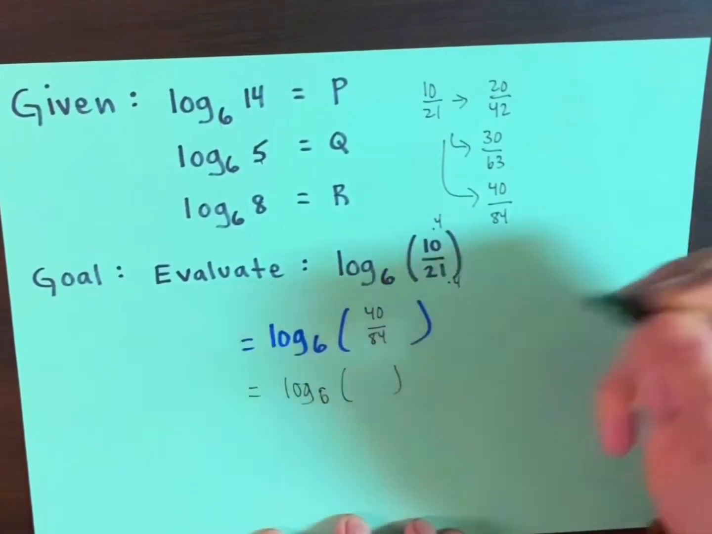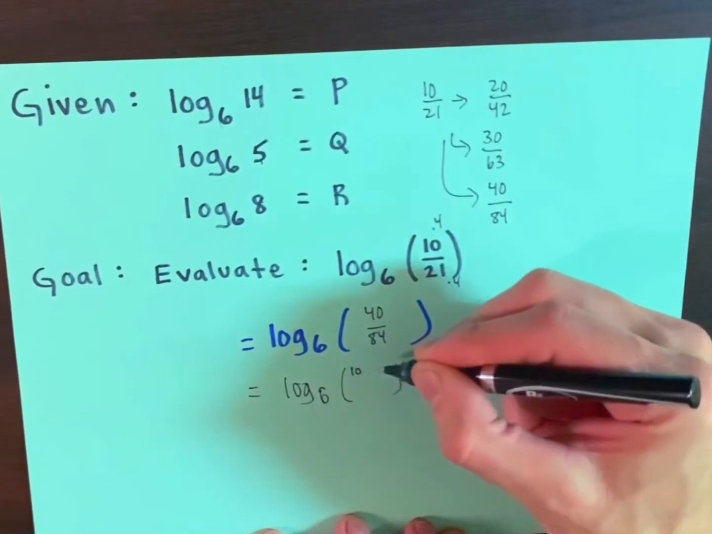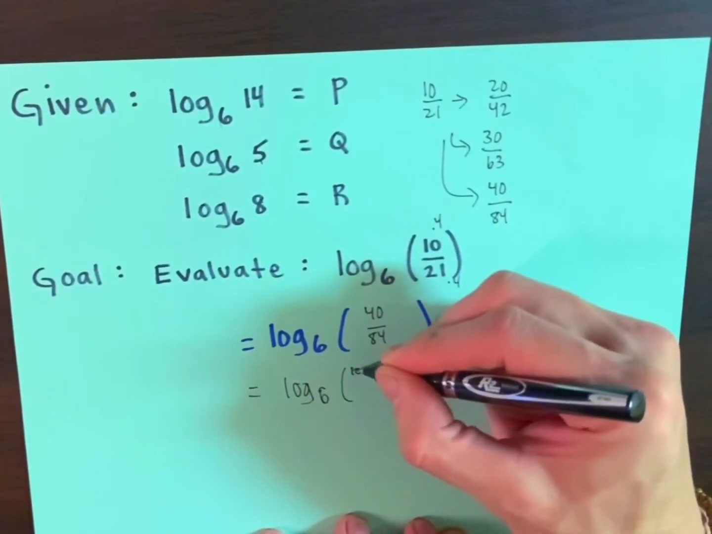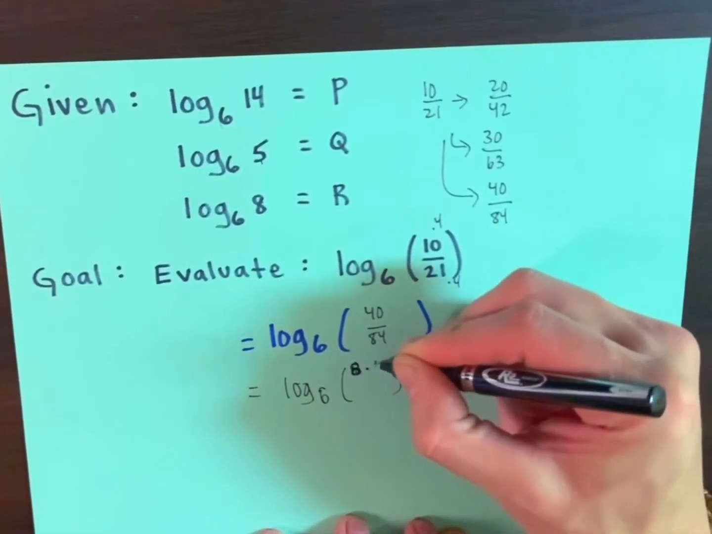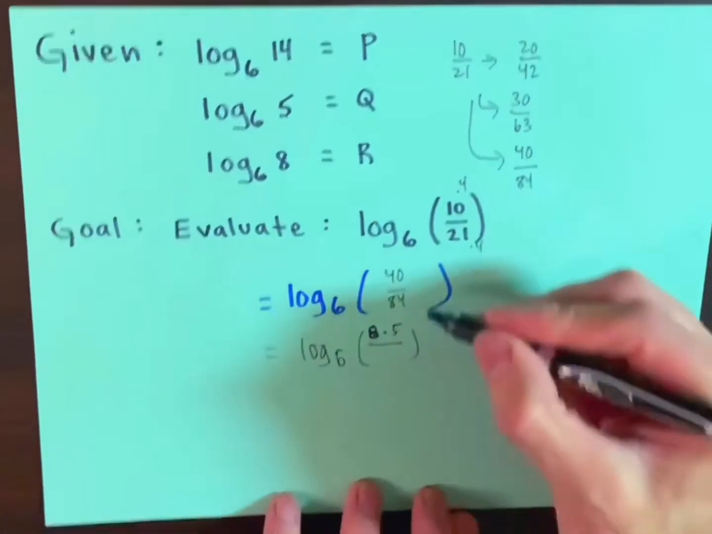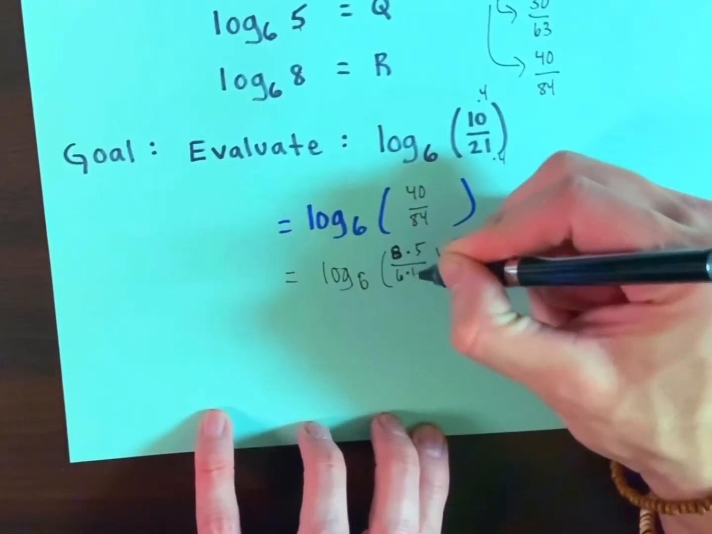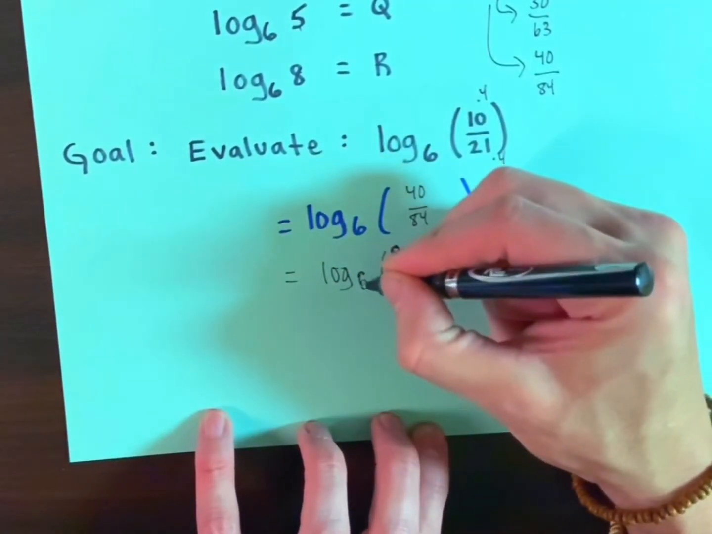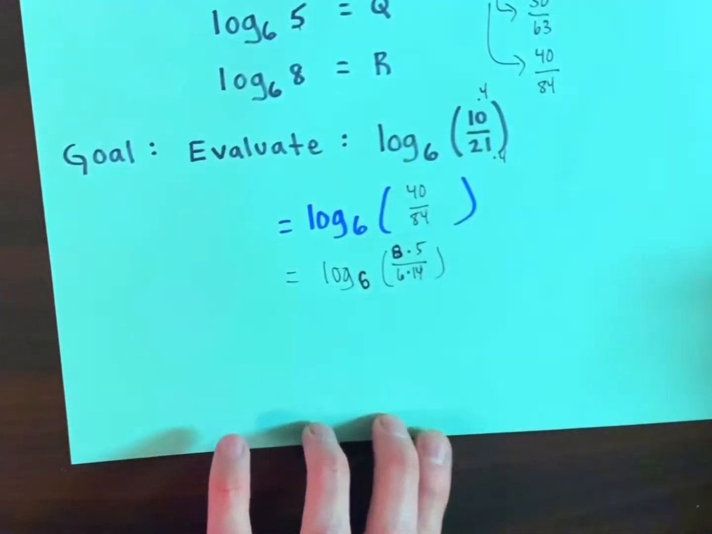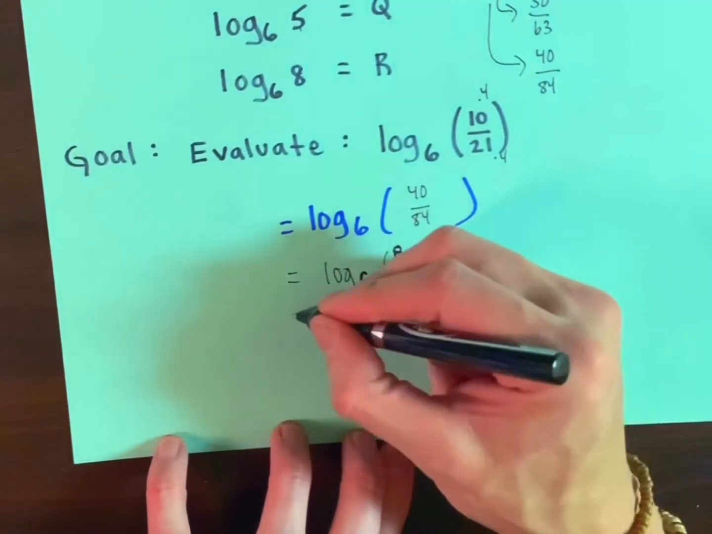Now for the 40, break it up into... no, what was it? It was 8. 8 times 5 is 40. And for 84, we could use 6 times 14. And now let's use the expansion properties.